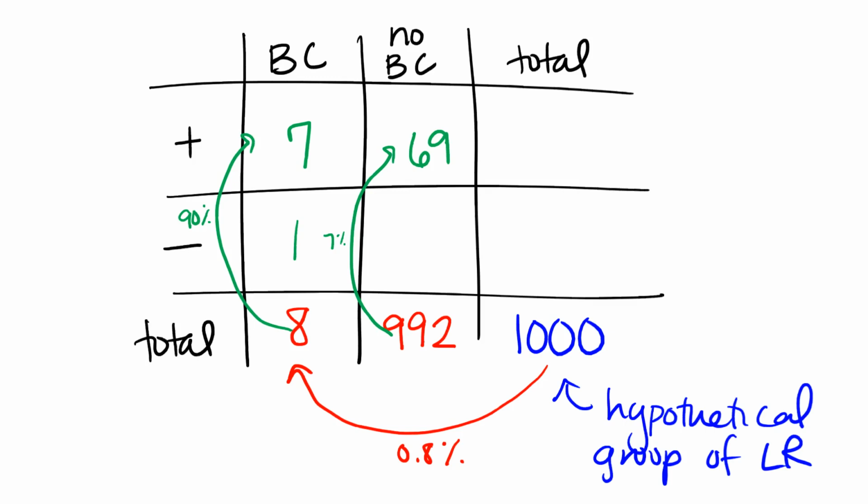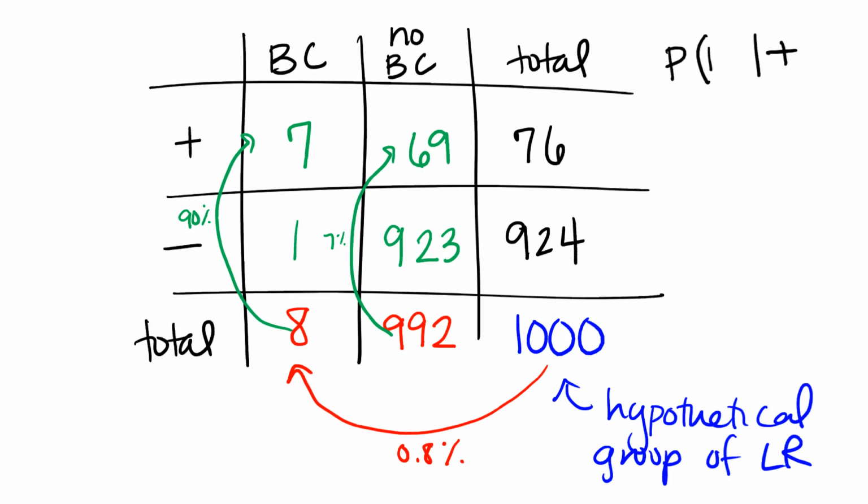And then our last group, that would be everybody left over here, which is 923, I think. And we could even add these up and figure out what these other totals are. So 76 and 924. All right, and now the original question is, I think, a lot easier, right? Somebody had a positive test result. What's the probability they have breast cancer?